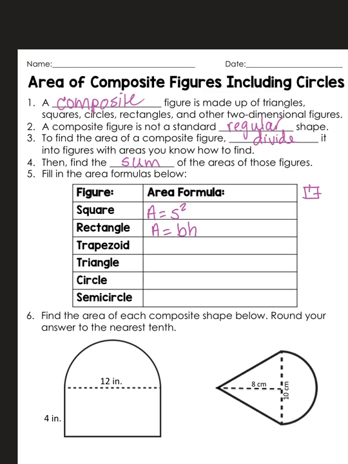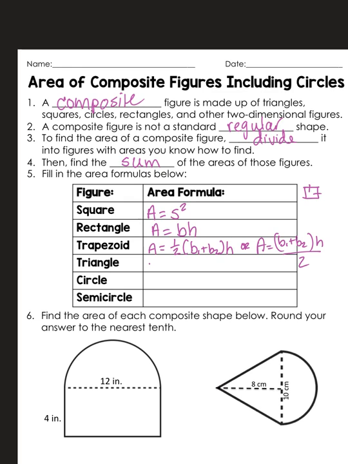And then trapezoid, there's two different ways. We could say area equals 1/2 of base 1 plus base 2 times the height. Or we can say area equals base 1 plus base 2 times the height divided by 2. I don't know why, I just like that one better.